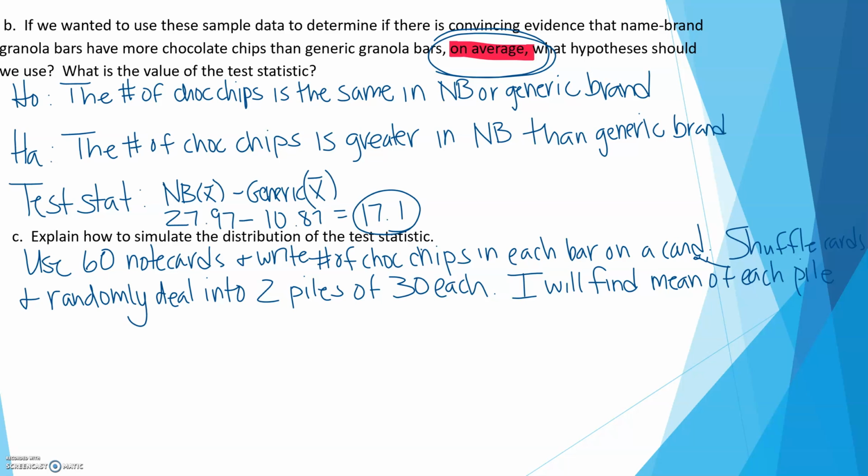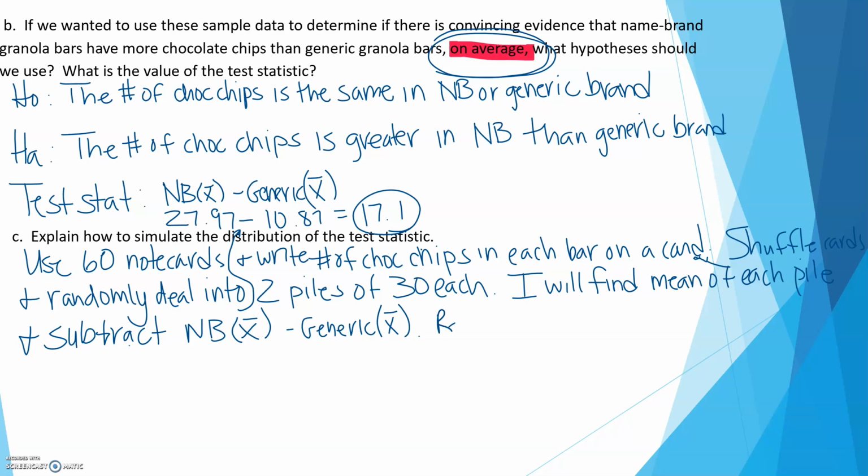Okay, that's basically what we already did when we found our test stat, but now we're finding the mean of each pile. And subtract the name brand mean, right? Just like we did up here. Same thing. Subtract the name brand mean minus the generic mean. Record this value on a dot plot.